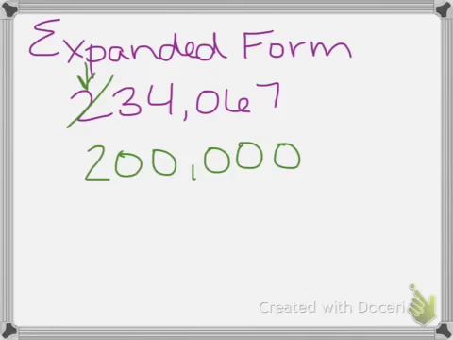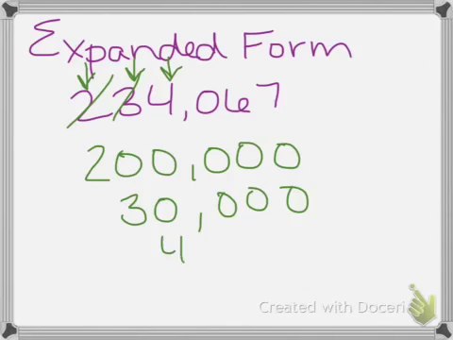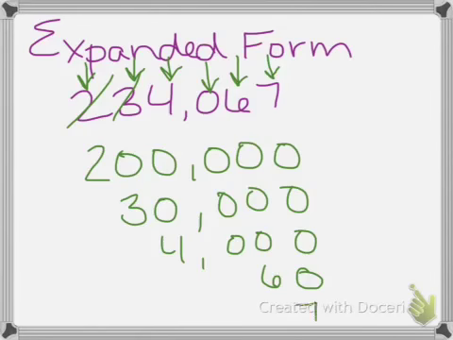And then what is the value of this 3? Well, it's 30,000. What is the value of this 4? Well, it is 4,000. What is the value of this 0? 0. But we do not need to write it. What is the value of this 6? Well, it's 6 tenths, so 60. And the value of this 7 is simply 7 ones.